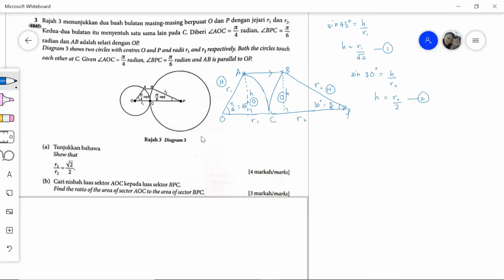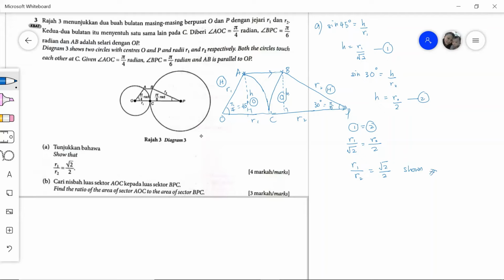Now, H are equivalent, so equation 1 equals equation 2. So we will have R1 over sec2 equivalent to R2 over 2. Let's rearrange the equation: R1 over R2 equals sec2 over 2. We have just shown part A. Okay, and next, part B.